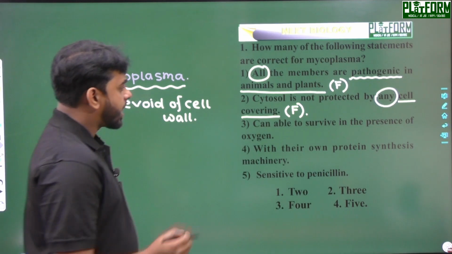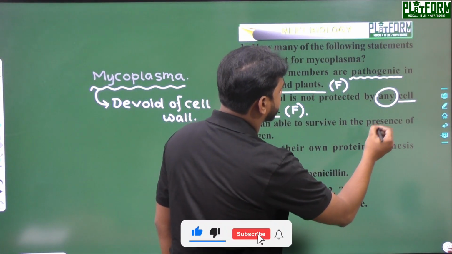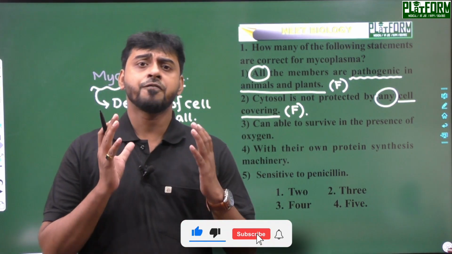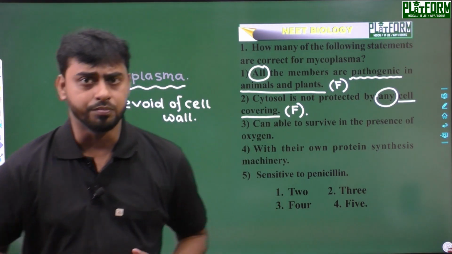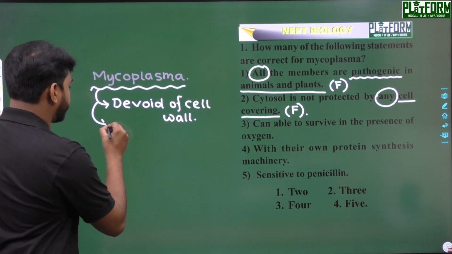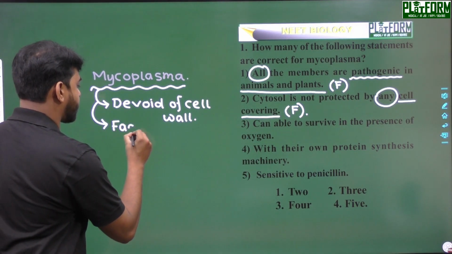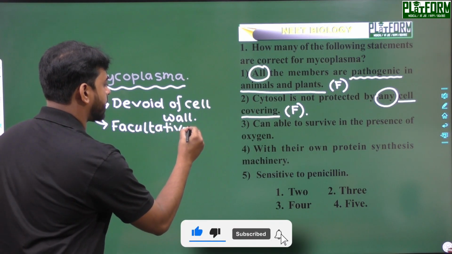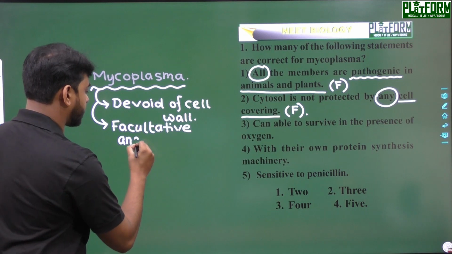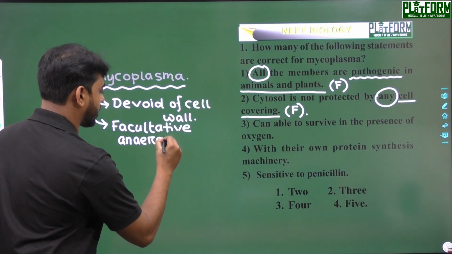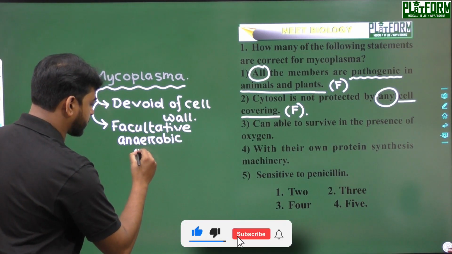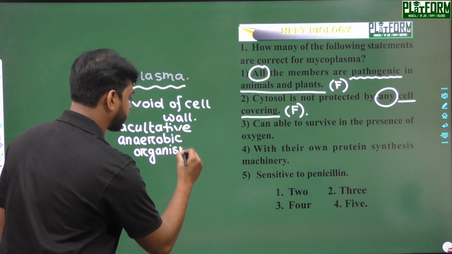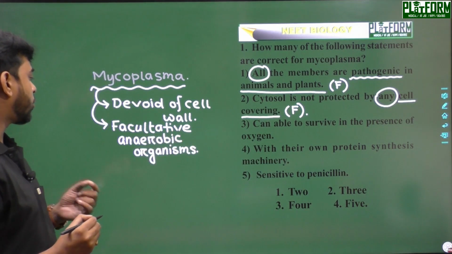The third statement is that it can survive in the presence of oxygen. Now, mycoplasma is a facultative anaerobic organism. It is facultative anaerobic. What is the meaning of facultative anaerobic organisms?